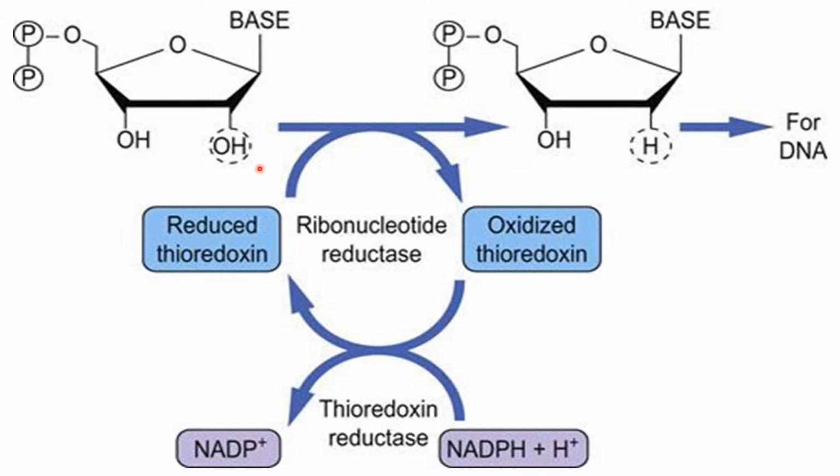RNA contains ribonucleotides but not deoxynucleotides, and this conversion is done by the enzyme ribonucleotide reductase. Reduced thioredoxin is converted into oxidized thioredoxin because it donates hydrogen and water is removed. It is regenerated by thioredoxin reductase using NADPH, which converts oxidized thioredoxin to reduced thioredoxin, and NADPH is converted into NADP.